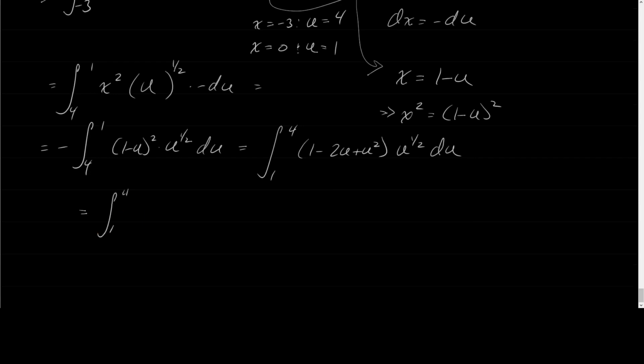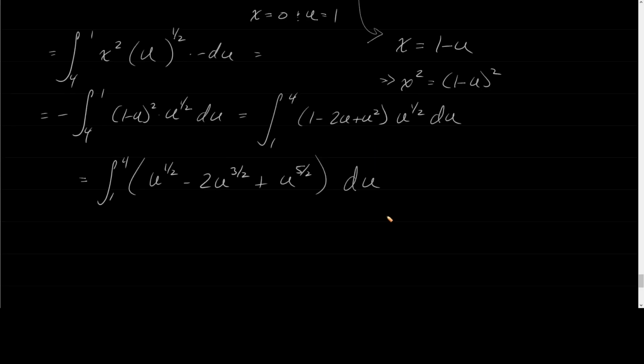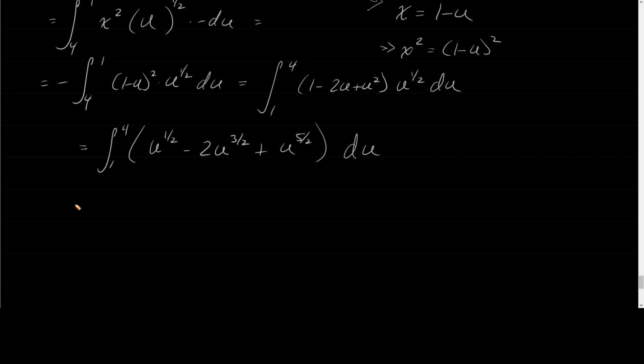The integral from 1 to 4 of u to the 1/2 minus 2u to the 3/2 plus u to the, well, this 2 is the same thing as saying 4/2, so 4/2 plus 1/2 is 5/2 du. And at that point, we know how to integrate this. So the integral of u to the 1/2 is u to the 3/2 times 2/3. Dividing by the new exponent is the same as multiplying by a reciprocal here.